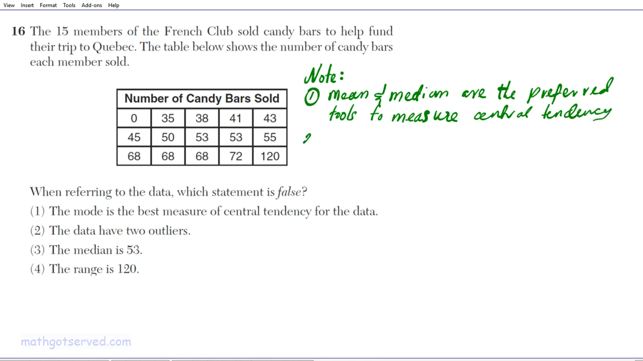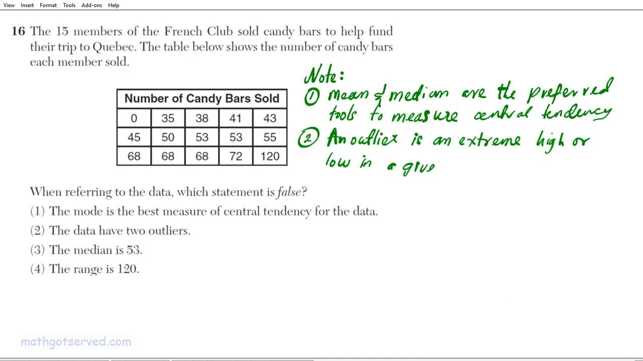And another thing to note has to do with what an outlier is. Okay, so if you hear the word or see the word outlier, what does that mean in a statistical context? An outlier is an extreme high or low in a given data set. Okay, so if you have a collection of points and one is extremely high relative to the others or extremely low, then that point is considered an outlier. Alright, so with these 2 points in mind, let's take a look at the question.